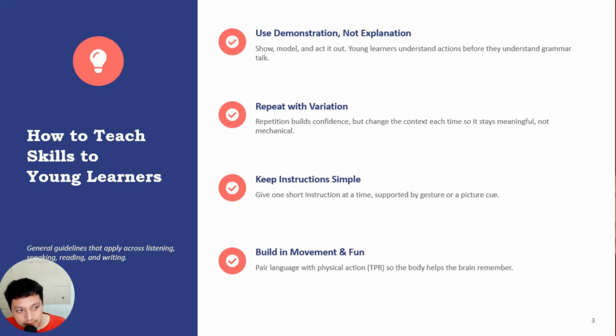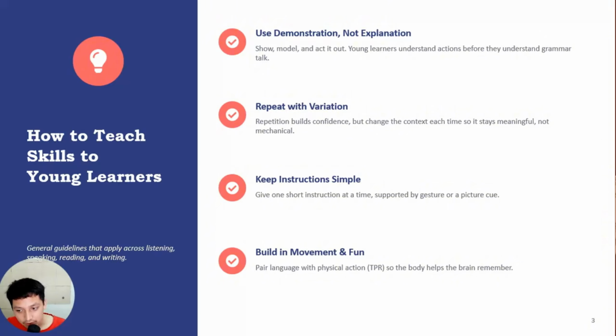Next, how to teach skills to young learners. Now, before we go into specific skills, here are some general guidelines that apply to all skills: listening, speaking, reading, writing. First, use demonstrate, not explanation. So model and act it out. Instead of explaining grammar, just show it, act it out. Use gestures.